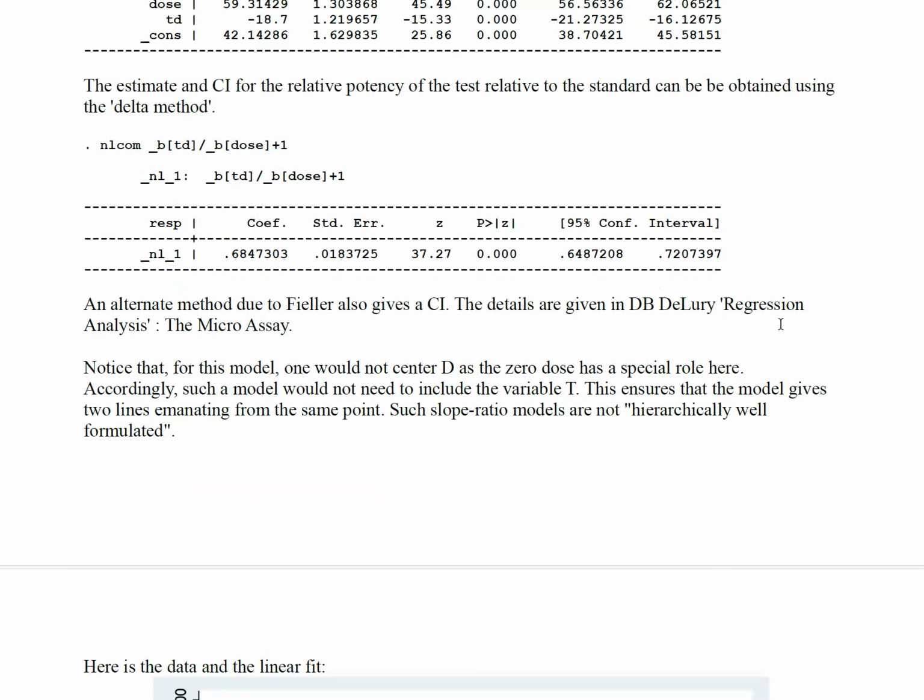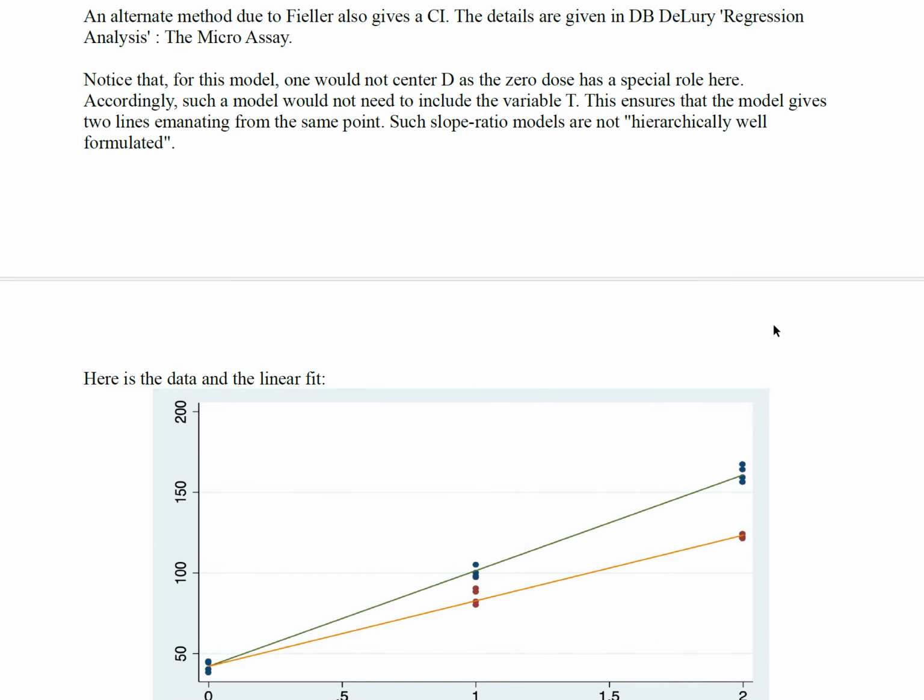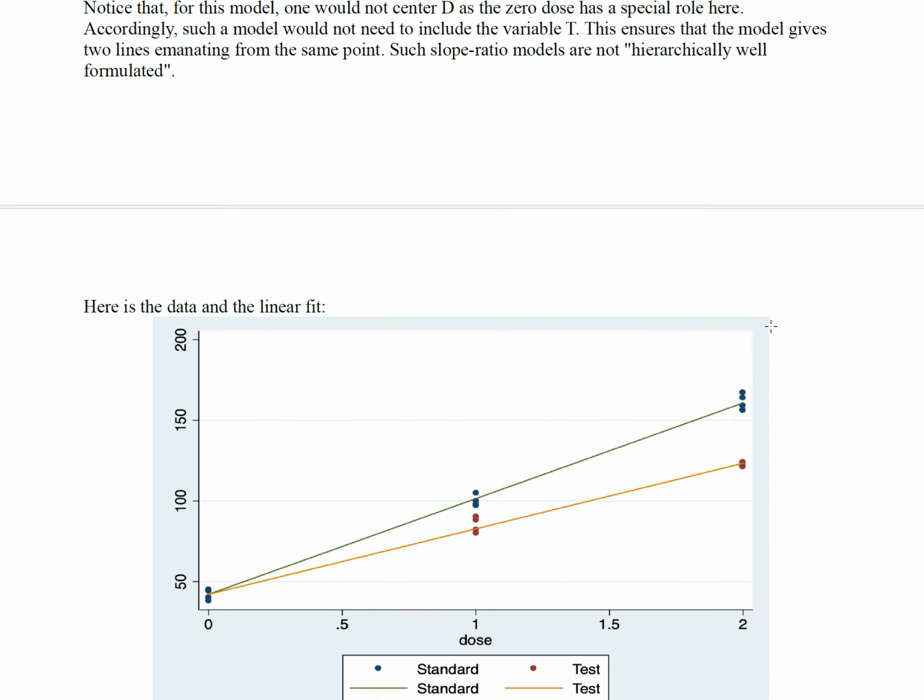Okay, so here's what the data looks like. We get two fitted lines coming from the 0 dose. We get the standard, which is this green line, and the data for the standard, and the orange line is the test. And you can see that we have the 0 dose, and we had a single dose and a double dose in this small illustration here.